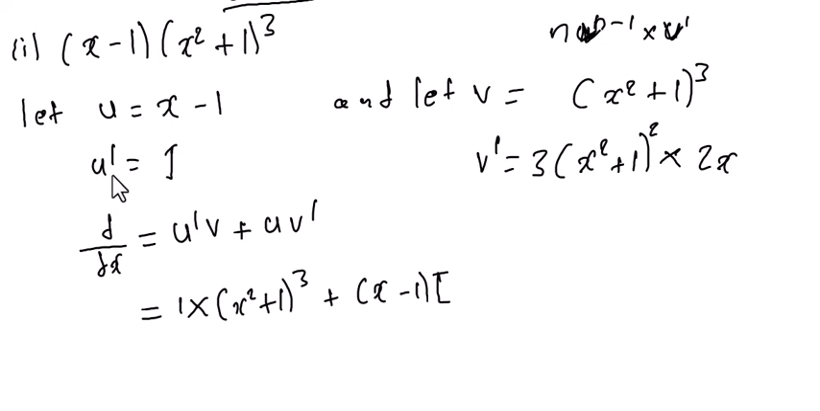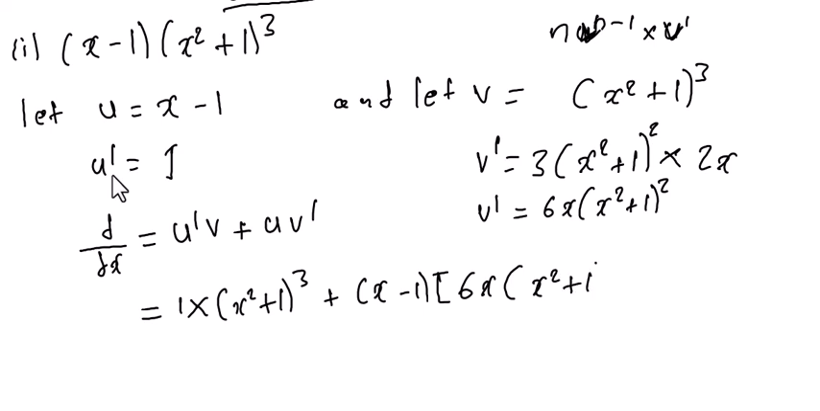This can be simplified further. The v prime can be simplified by saying this is just 6x multiplied by x squared plus 1 to the power 2. So our v prime is just 6x, plus, open the bracket, x squared plus 1, to the power 2.